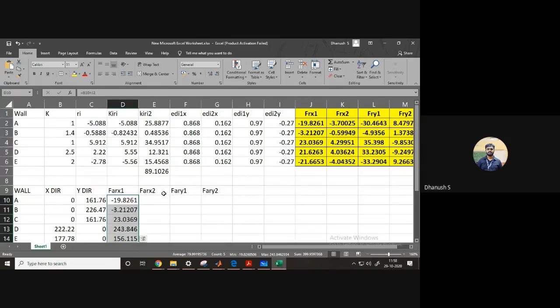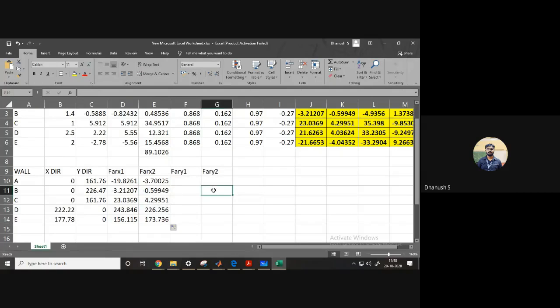Similarly, what you need to do for FAR X2. So this will be equal to what? The force along walls in x direction due to your static non-torsional case plus the force that is due to torsion for a design eccentricity of 0.162. Correct?